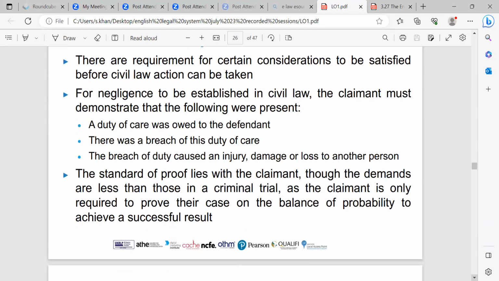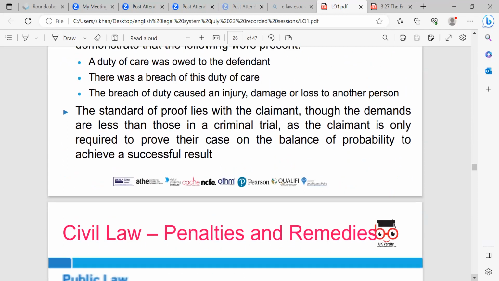And then the standard of proof lies with the claimant, though the demands are less than those in a criminal trial, as the claimant is only required to prove their case on the balance of probability to achieve a successful result.